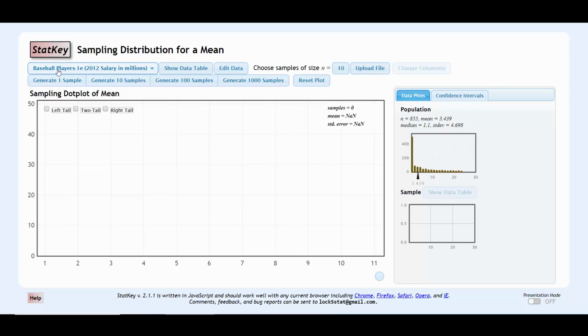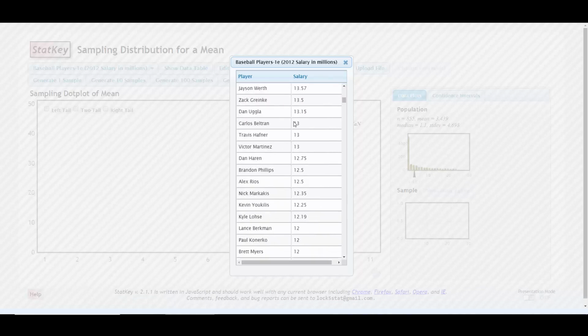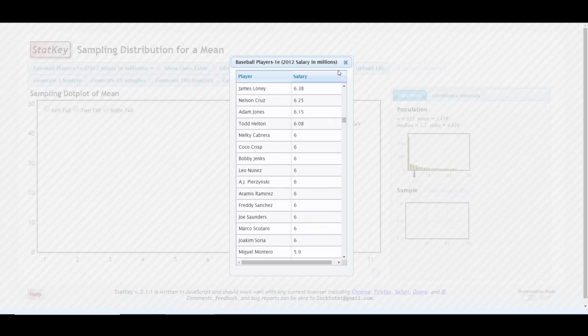All right, so we have this population of all baseball players from 2012, and we have all of their salaries stated in millions of dollars. And we can see the actual data here if we click on Show Data Table. So you can see like A-Rod made $30 million, and Vernon Wells made 24.19, and we have every single baseball player in the league and all of their salaries. So this is a population that we can work with.